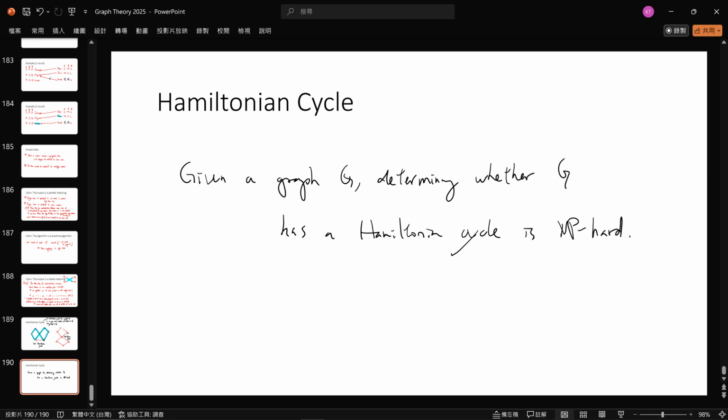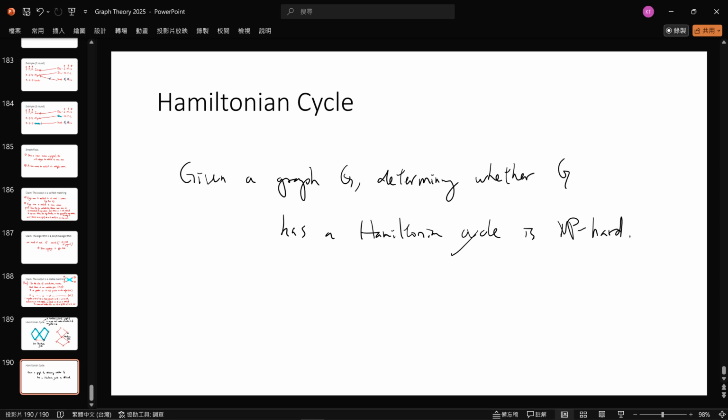Okay, so since the problem is NP-hard, at least from this moment, we don't know whether there's a polynomial time algorithm to determine whether a graph has a Hamiltonian cycle or not. So we're not going to consider a general algorithm that can output whether a graph has a Hamiltonian cycle or not. Instead, we're going to consider some sufficient condition.